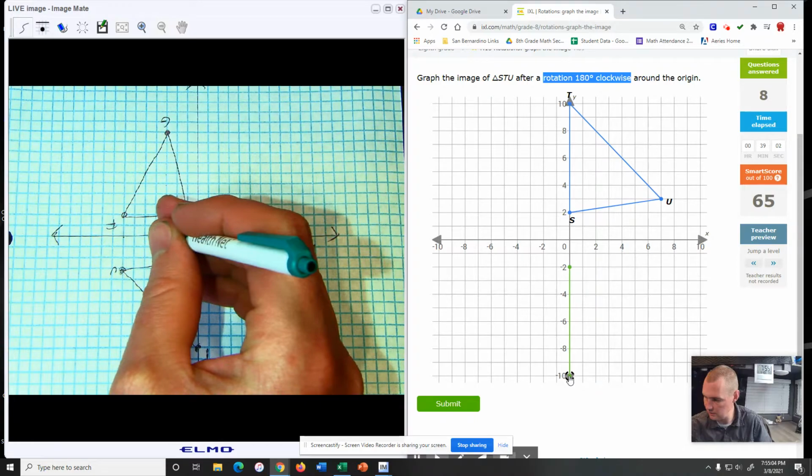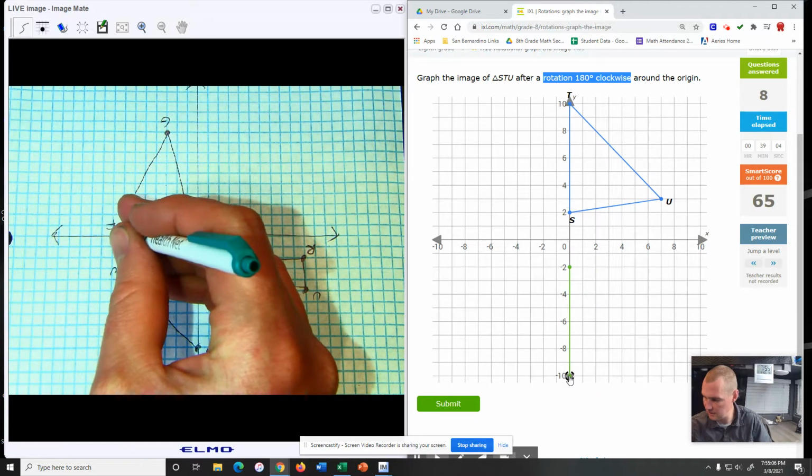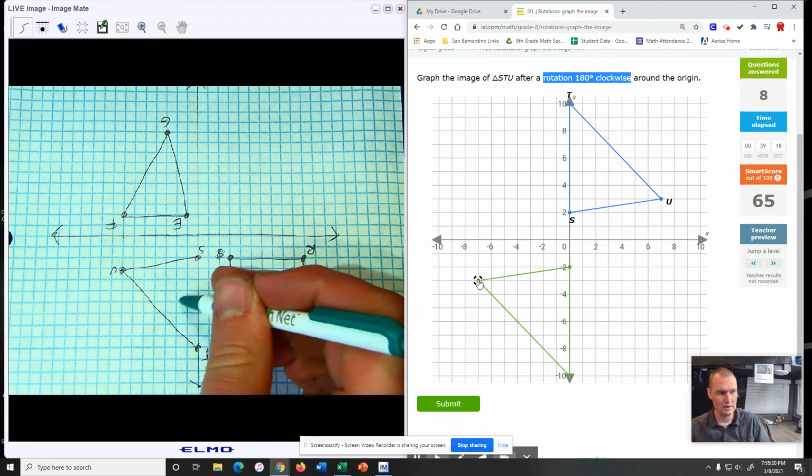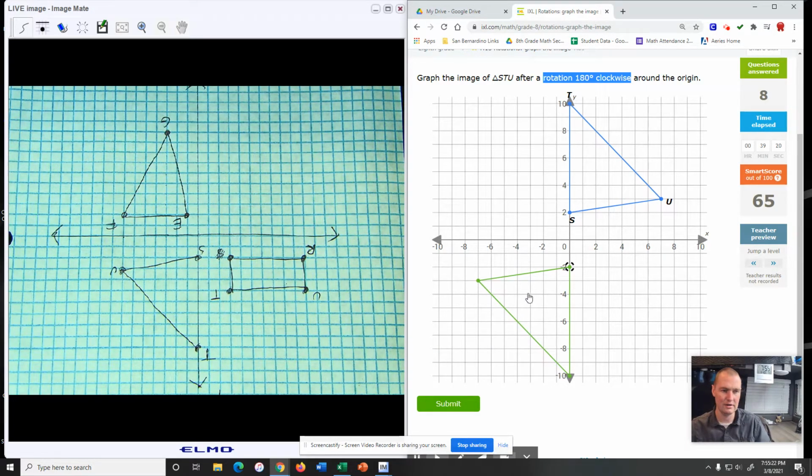Left 7 and down 3. 1, 2, 3. Okay, perfect. On my IXL, match it: left 7 and down 3. 1, 2, and down 3. There we go. So notice our object here on our graph paper matches our object here.